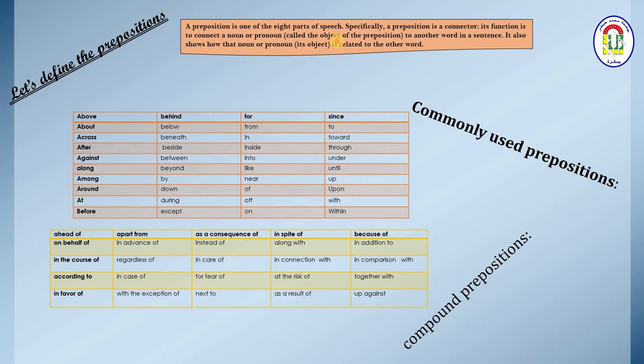So when I add a preposition, I can say, for example, the cat is on the table, the cat is under the table. It makes the meaning different. On is not like under. When the cat is on the table, it is up. Under the table is down. So the meaning differs.